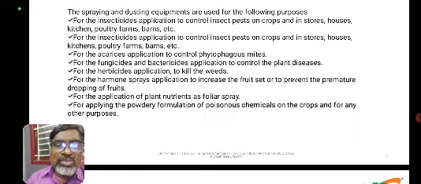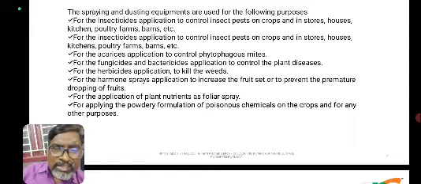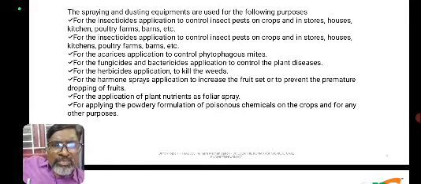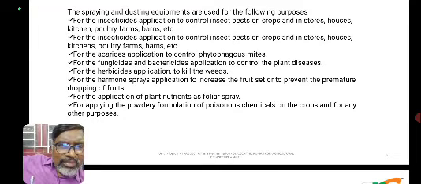We should know that herbicides are like insecticides, which are applied for killing insects; herbicides are applied for the purpose of killing weeds. They are also used for hormone spray application to increase fruit set or to prevent the premature dropping of fruits, for the application of plant nutrients as foliar spray, for applying powdery formulations of poisonous chemicals on crops, and for any other purposes.